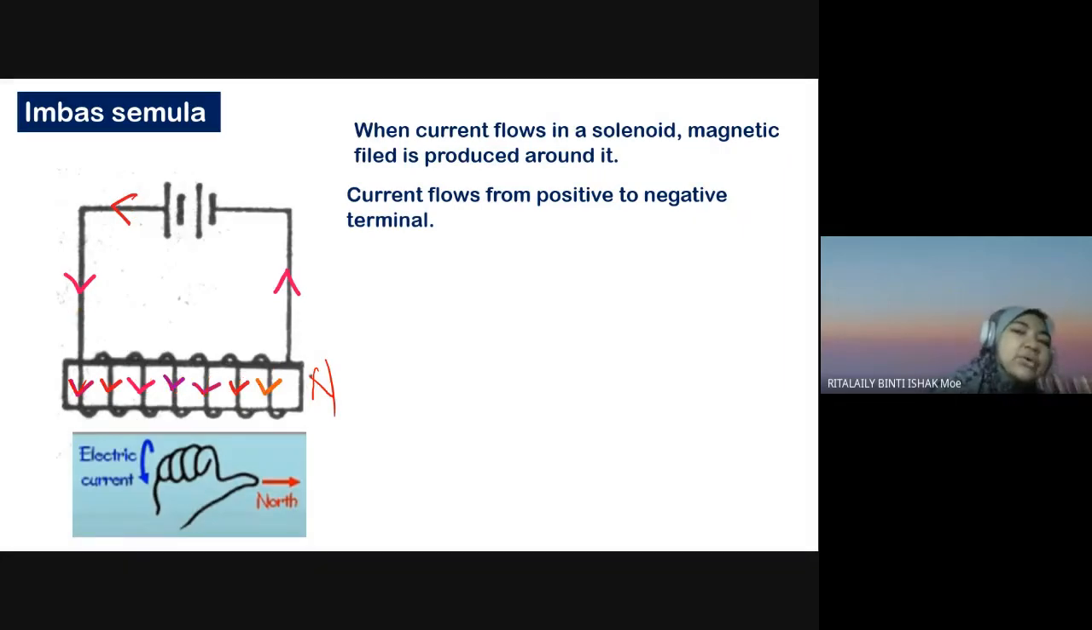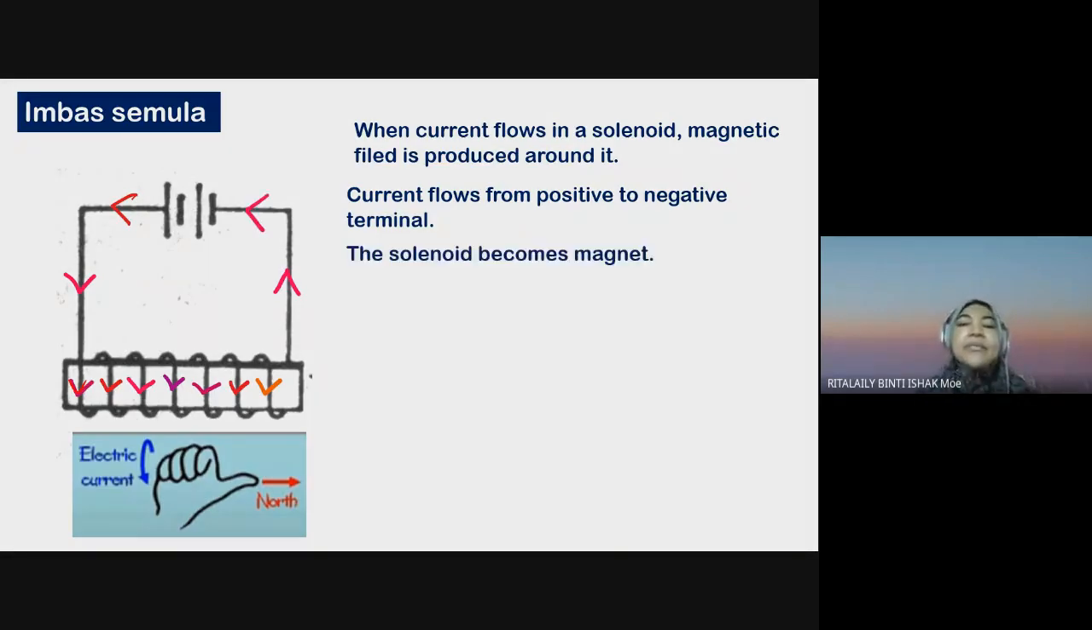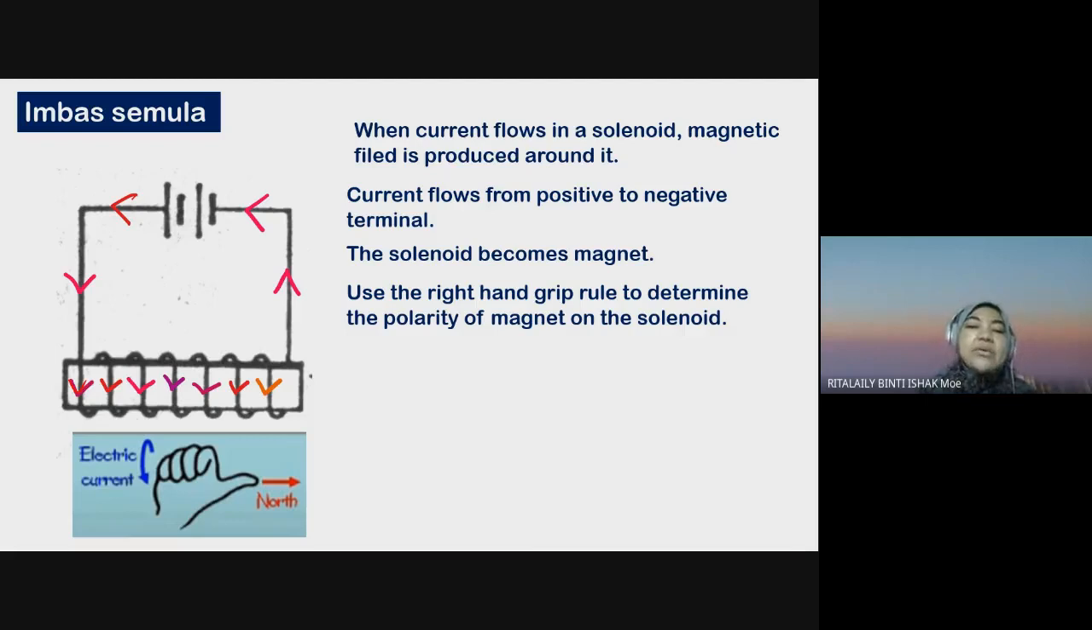Okay. So the current flows from positive to negative. Okay, so the solenoid becomes a magnet. So using the right hand grip rule, we can determine the polarity of the magnet on the solenoid. So this is when we know the direction of current. Okay, so for the induced current, we don't know the direction, but we know the polarity. So we can use the right hand grip rule.